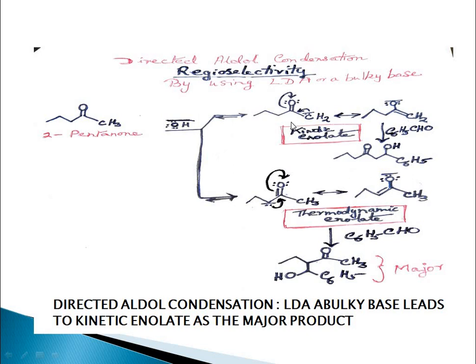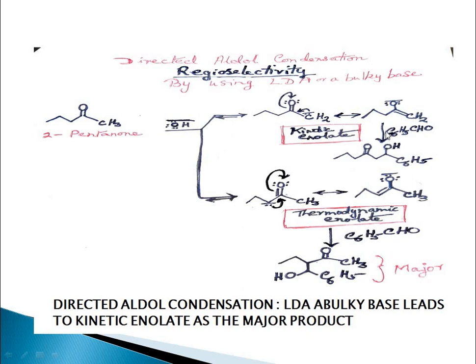So though this is kinetically favored, this will be thermodynamically favored energy-wise. So this is a thermodynamic enolate, and hence this will be formed more because it is energetically favored, and this will give us this type of product. So this will be the major product.